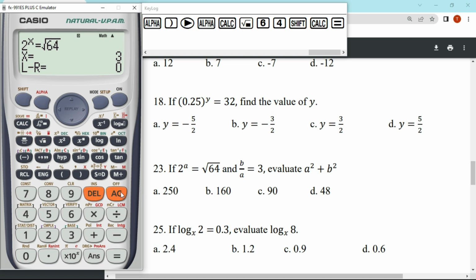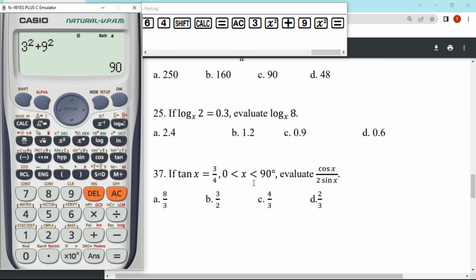If b is equal to 9, then we have a squared plus b squared. So we have 3 squared plus the value of b, which is 9 squared. Then we press equal to. So our answer is 90. So the answer for question 23 is C, which is 90. Now let's move on and solve question 25.